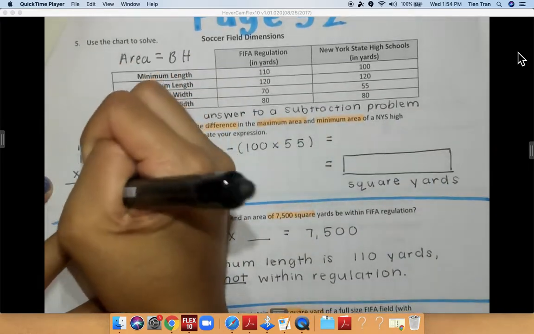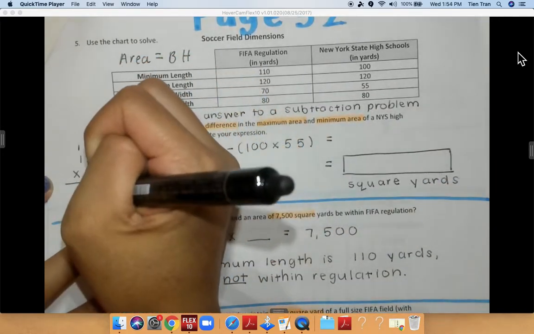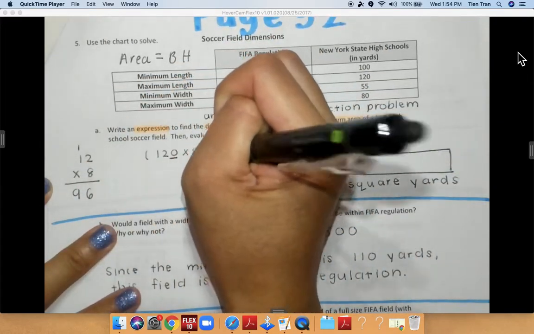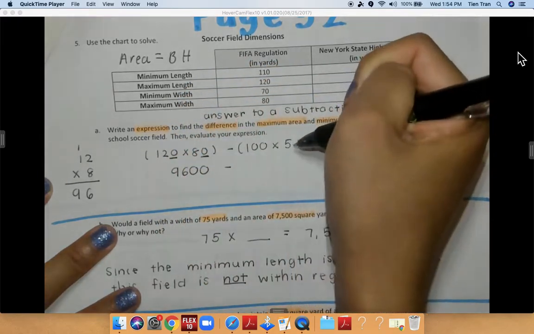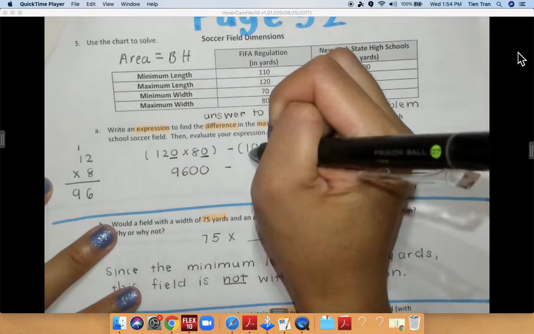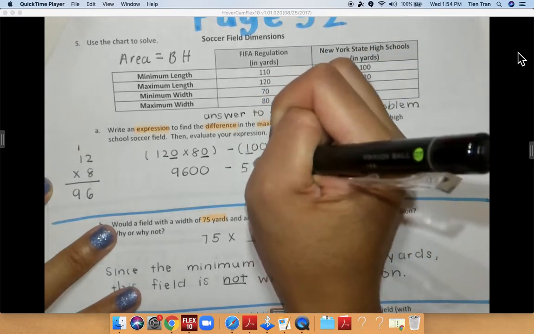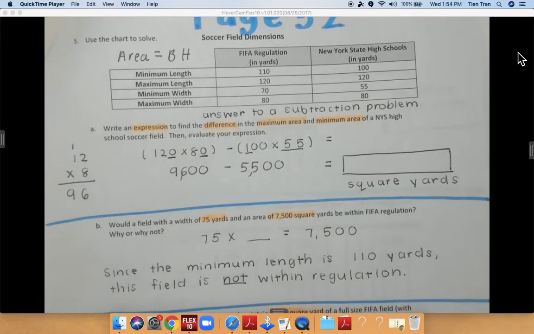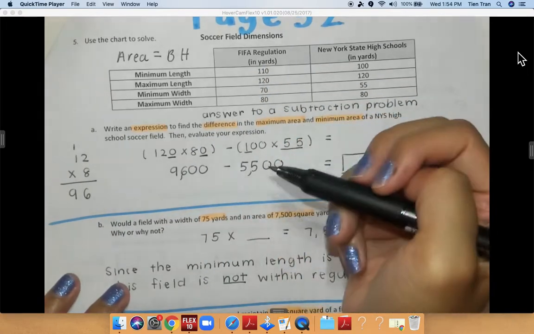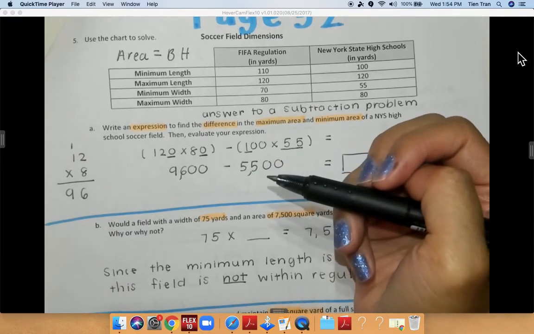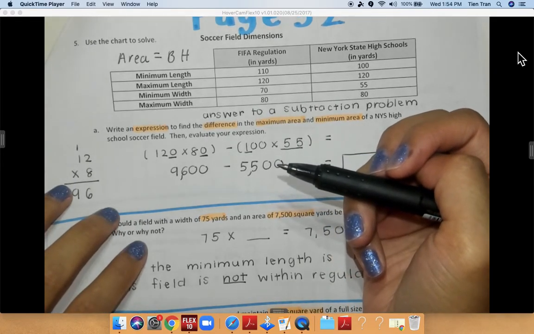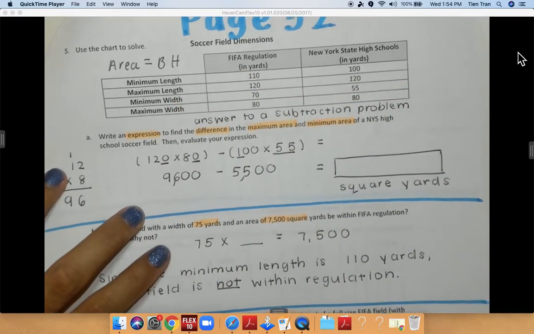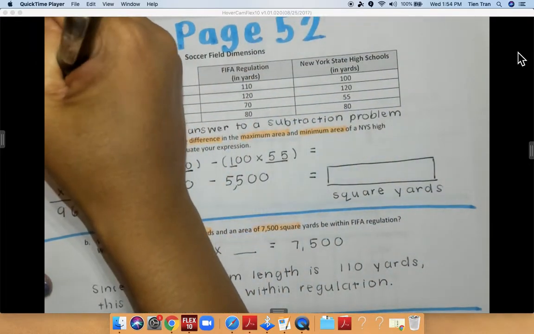8 times 2 is equal to 16. 8 times 1 is 8, plus 1 is 9, so I get 96. Don't forget to add your 2 zeros at the end. So I get 9,600, and then I have 100 times 55. 1 times 55 is equal to 55. Add my 2 zeros at the end, and I get 5,500. So now I'm going to subtract in order to get my final answer. I have 9,600 minus 5,500, okay? And when I subtract, I'm going to subtract over here so you guys can see it.